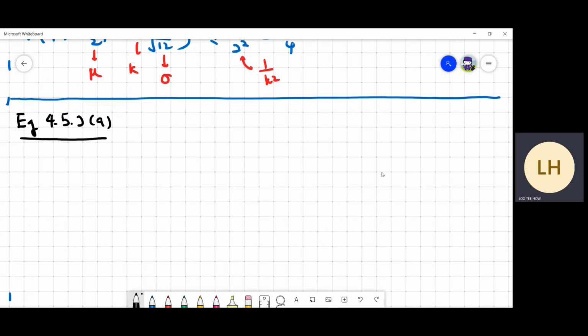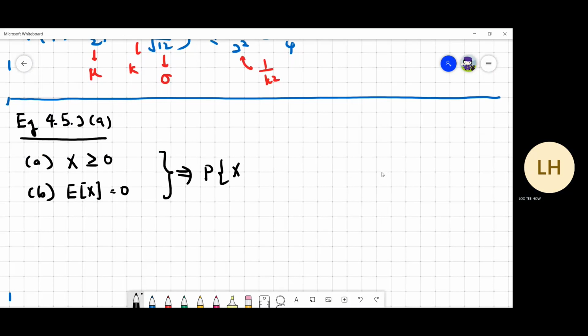Okay, there are 2 hypotheses in this example and 1 conclusion. So in this example, there are 2 hypotheses. A, again, x is a non-negative random variable, and B, the mean of x is equal to 0. So from these 2 hypotheses, A and B, we have this conclusion: P of x equals 0 is equal to 1. So 2 hypotheses, 1 conclusion.